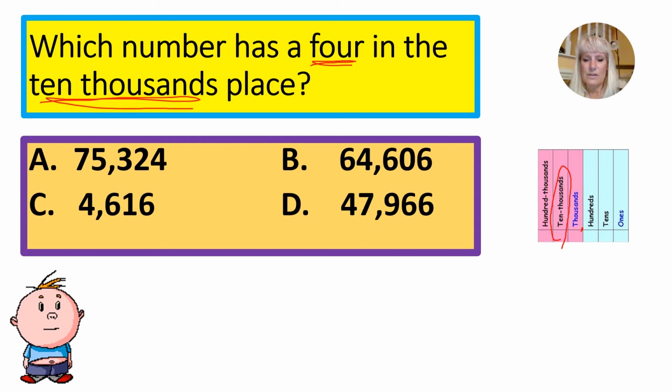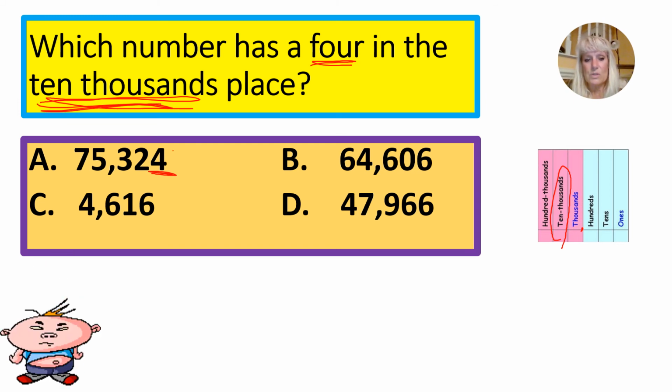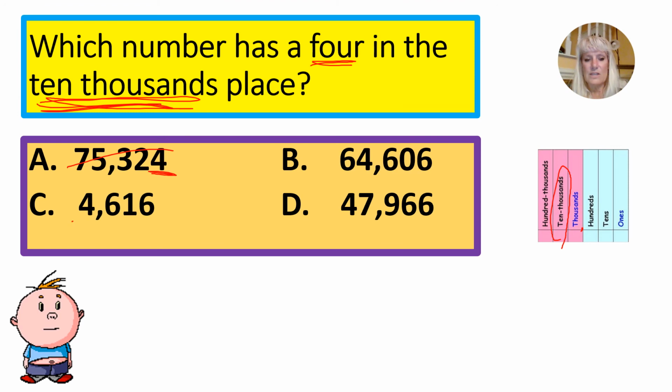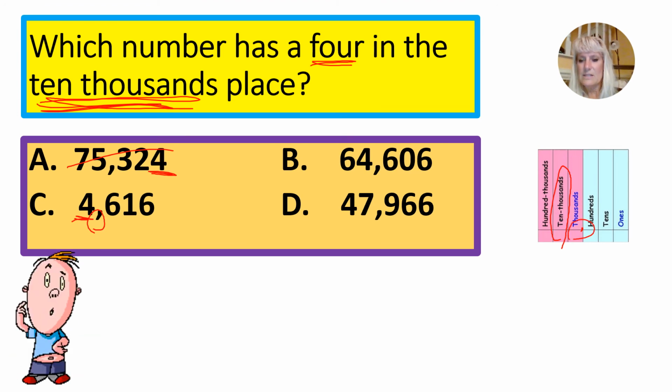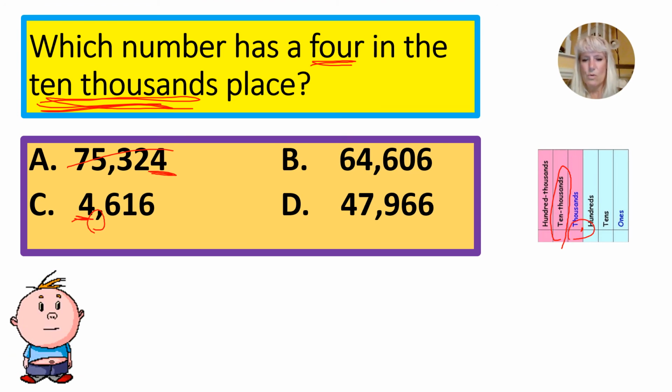Actually, let's start right here. I see a 4 right there. That's not in the 10,000s place. Okay, so there's no other 4s in this one, so I'm going to eliminate that one. I see a 4 right here, but right after that, I see a comma. So I can look over here and I can see that that is my thousand. So this represents 4,000, not 4 10,000s.